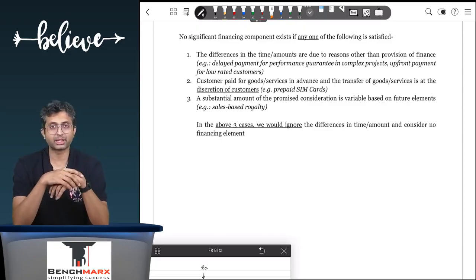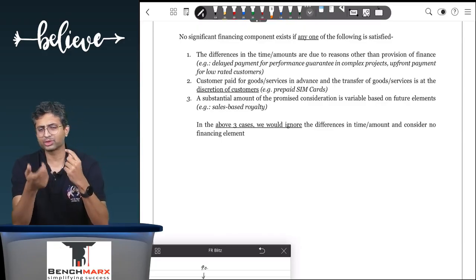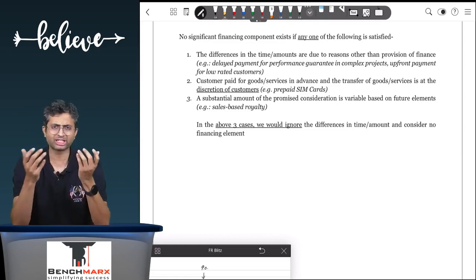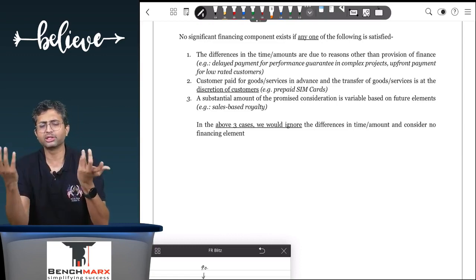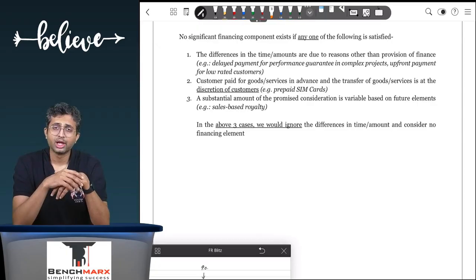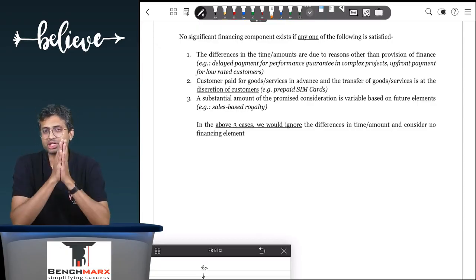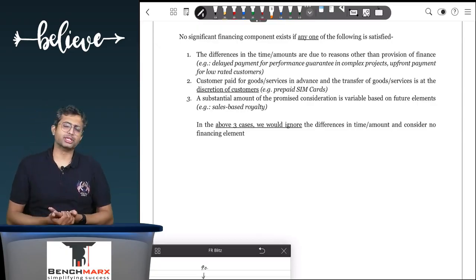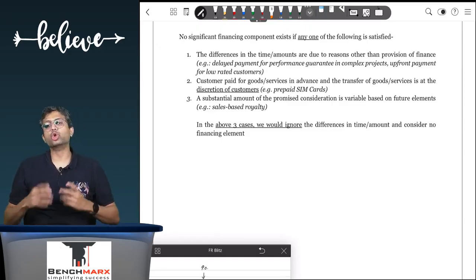Or there's a prepaid connection that you buy. Vodafone gives you a prepaid connection. You don't activate the connection for 2.5 years, and then in the 3rd year you use it. Now, Vodafone was ready to render service. You did not take it. That does not mean that there is a loan that you have given to Vodafone.